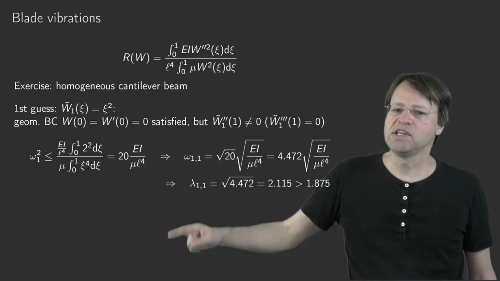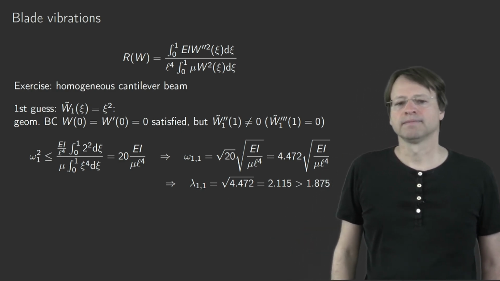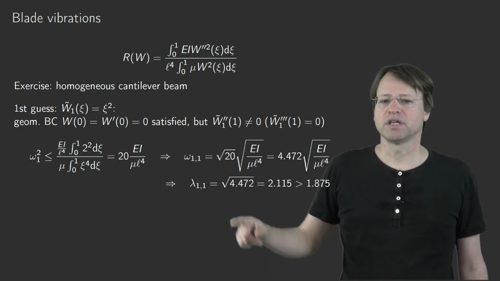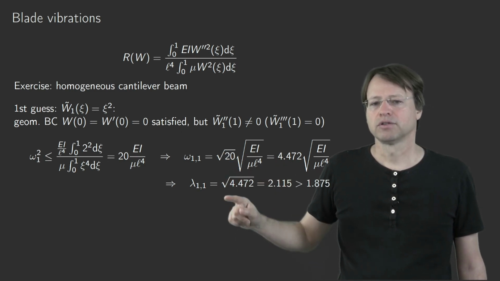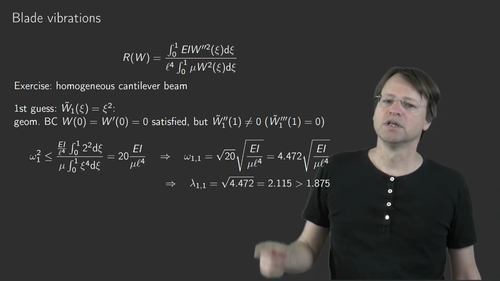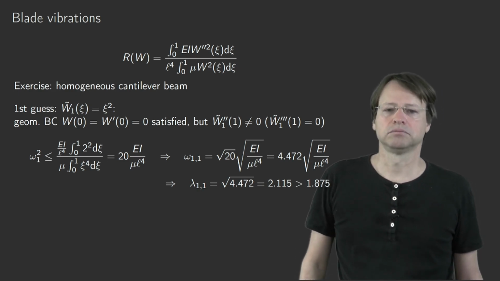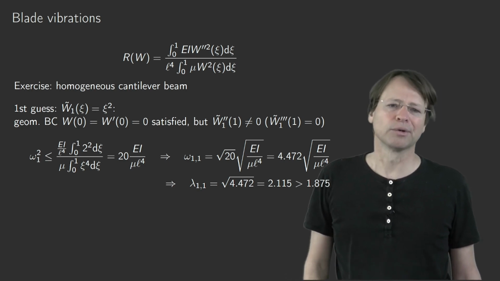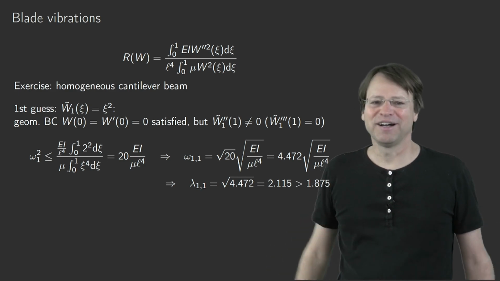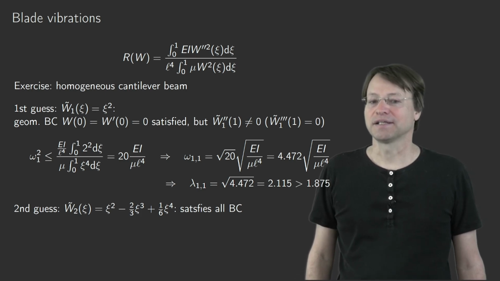4.472. We computed lambda 1 as being 1.875, to the precision of 3 digits. And if we do the same with that value of omega, so of our approximation, we have to take again the square root of the leading factor, 4.472. That yields 2.115. Can we do better? I mean, that's quite okay, I would say, for an engineer, but you see, I'm not really satisfied. We can do better. Let's take a second guess.